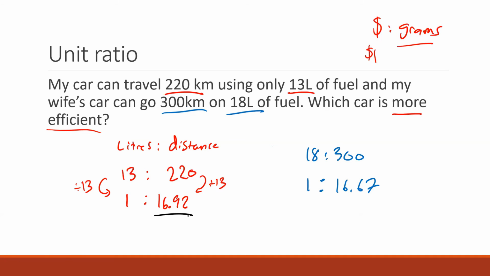Now, what we need to do at the very end is compare them. We've got 16.92 to 16.67. So that means that 1 liter of fuel can get you 17 kilometers, whereas 1 liter of fuel can only get you 16.6 kilometers. So that means that essentially my car is more efficient at 16.92 kilometers per liter.